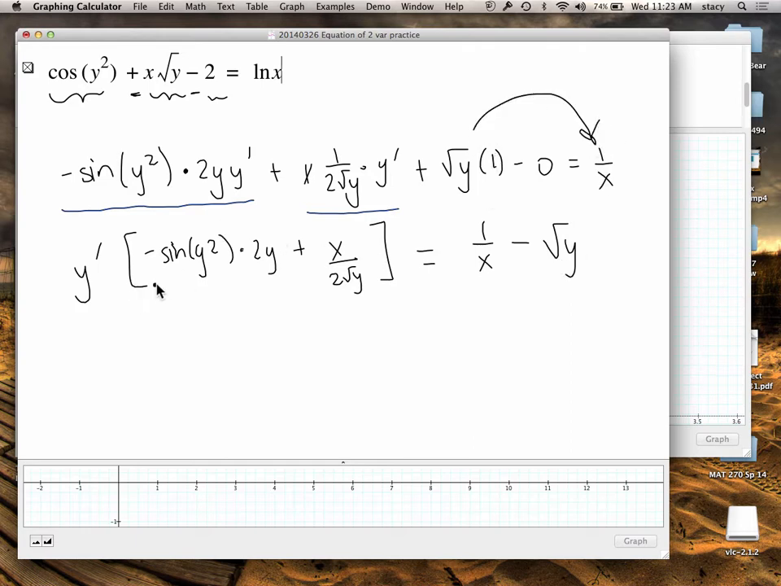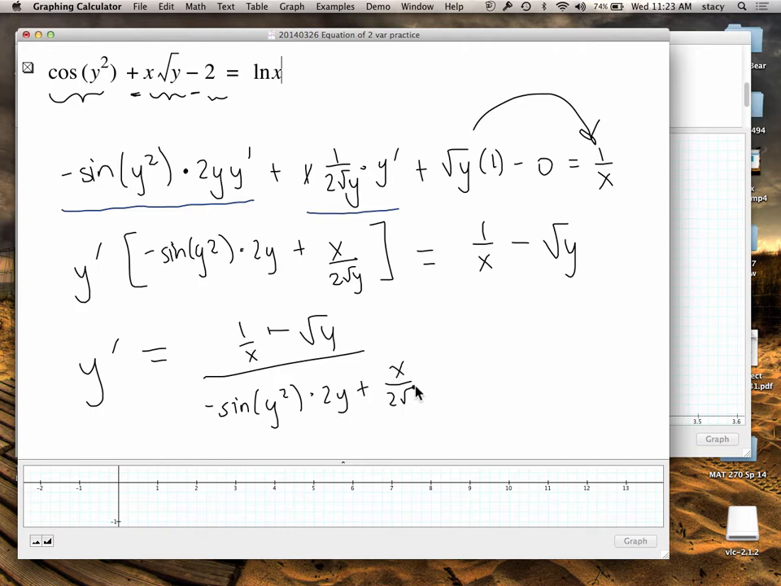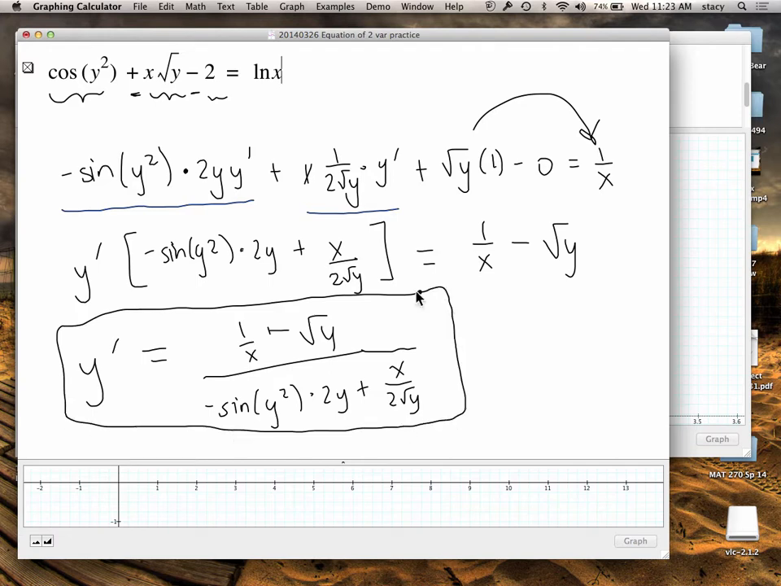Okay? So that in order to have a nice closed form for y prime, now I can just divide both sides. Like so. Okay? And so that is our formula for finding the rate of change of y with respect to x at a given point x comma y.